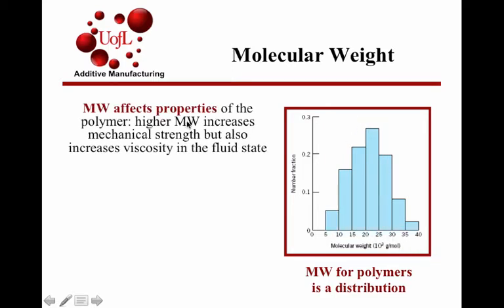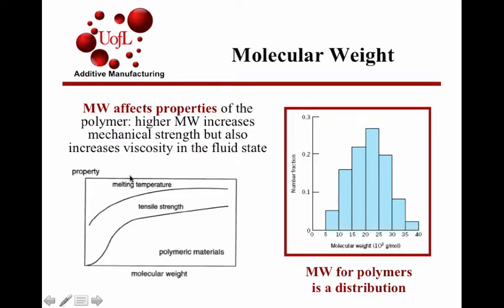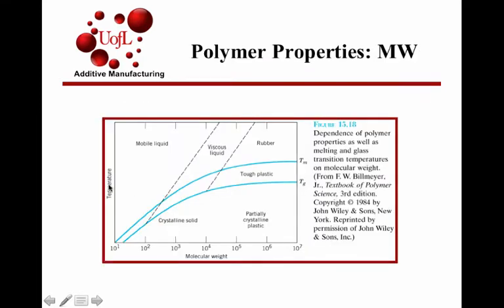Higher molecular weight results in increase in mechanical strength. That is one direct correlation. The other change that occurs is the chains become harder to move in the molten state, and so the viscosity increases in the fluid state. This is mapped out nominally where property is plotted against molecular weight, and you can see tensile strength in this case goes up with increasing molecular weight. So does the melting temperature. This plot over here is of temperature against molecular weight.